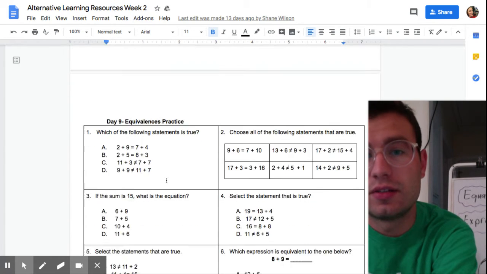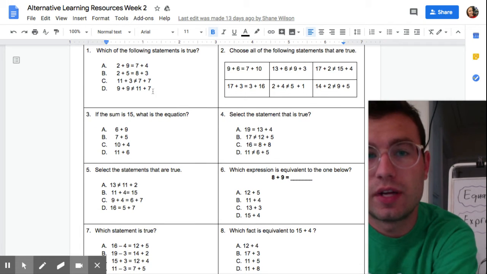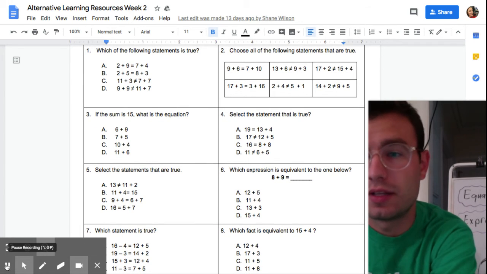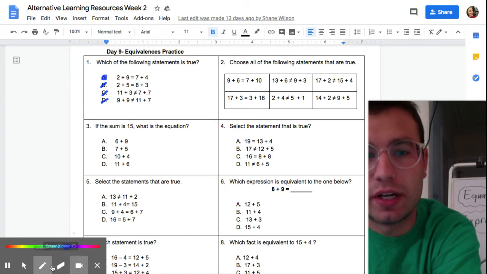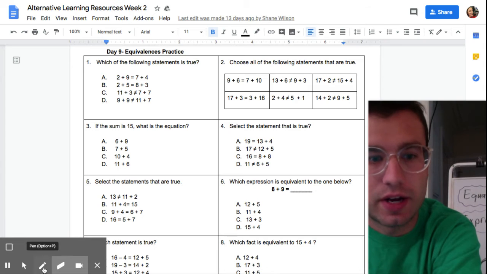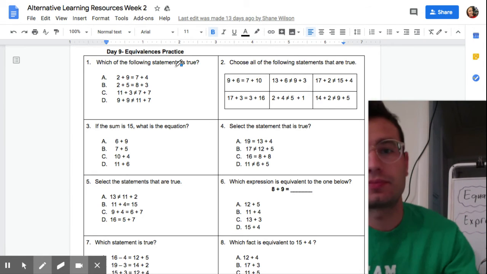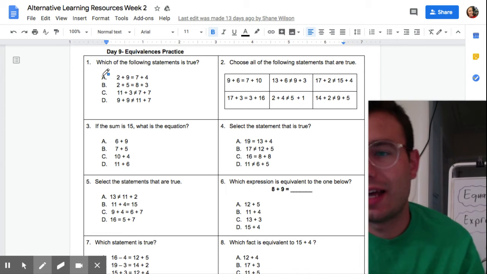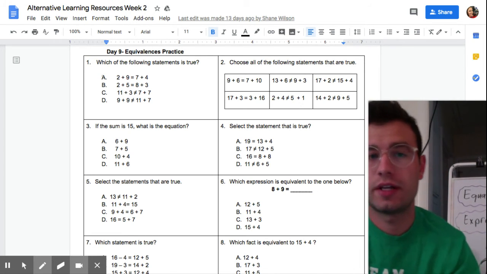Okay, so take a look at these practice problems. Take your time going through them, and come on back when you're ready to look at the answers. If you're having some trouble, I did number 1, and I'll walk you through how I did it so that we can get on the right track here. So here's how I do this. Which of the following statements is true? I look at each one and find out which ones are true. If it's true, I circle it. If it's not true, I cross it off.